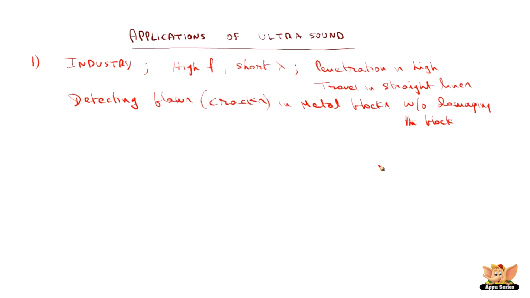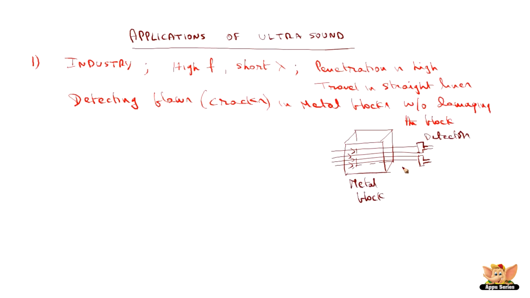That is the principle. Let us take a metallic block, and we are sending ultrasonic waves. They are being detected by detectors. Let us say these are detectors, this is a metallic block, and these are ultrasound waves. They travel in a straight line and the detectors detect them. Now let us say it has a crack. There is a crack here.